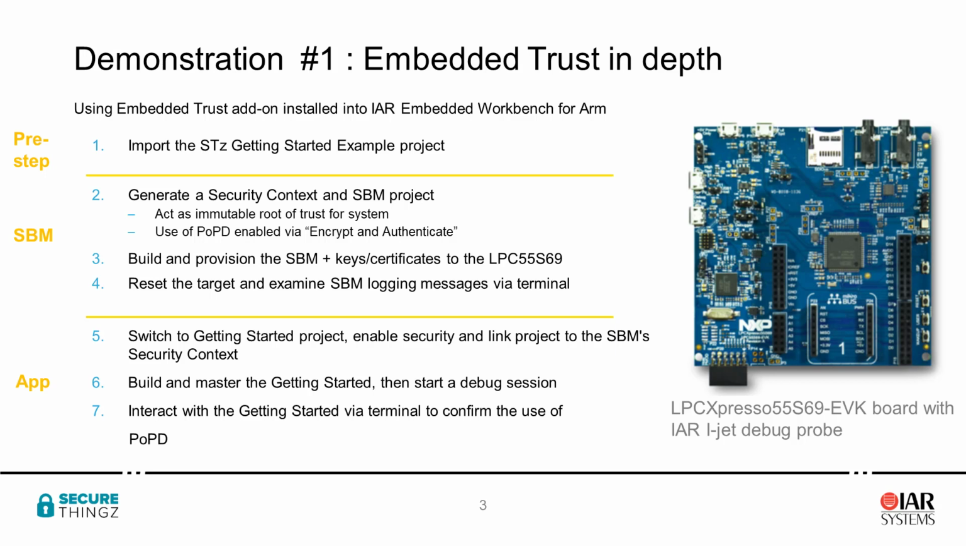I will then build and master the Getting Started, creating a software update file compatible with the provisioned SBM, and start my debug session, which will cause my software update to be programmed into Flash, so that the SBM can install it as the MCU resets. And finally, once the debug session is running, I will then be able to interact with the Getting Started application and make some calls into the SBM Secure API functions. So, let's move to the practical part.